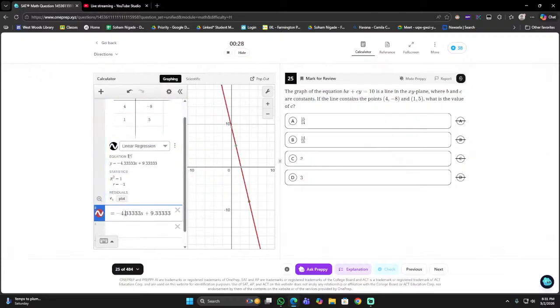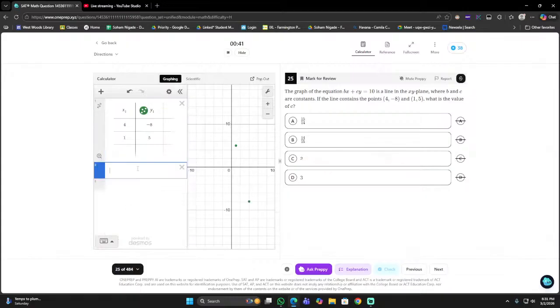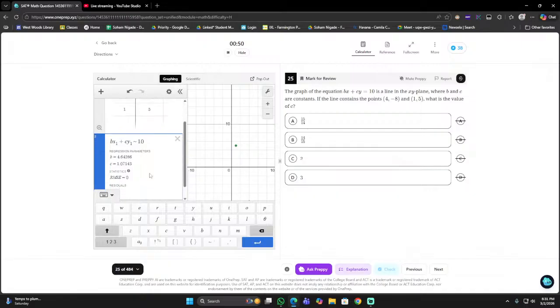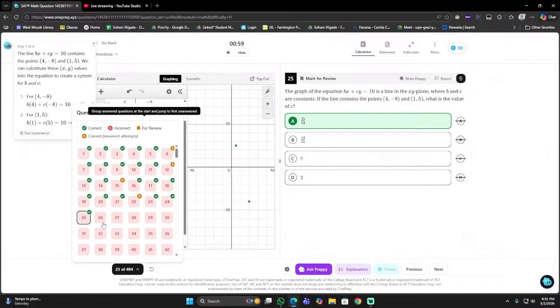You want to copy this into this whatever format. You have these lines, right? And now you have to say bx minus whatever this equals to 10. Now you have this, right? Let's delete the regression, to be honest. And then we can take bx1 plus cy1, and then you read the regression formula equals to 10. Then what is the value of c? C equals to 1.07. I think that's 15 over 14. 1.07. All right, next question, boys.